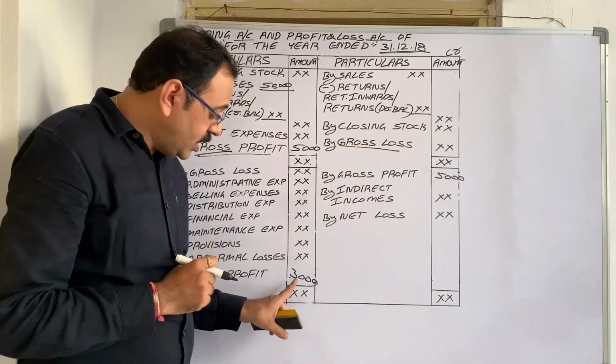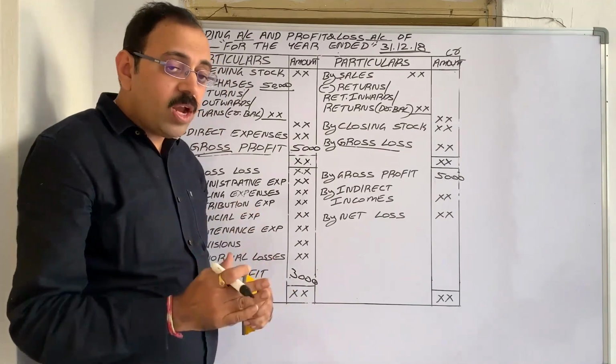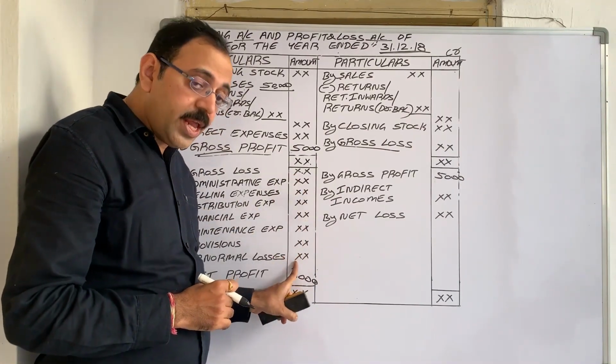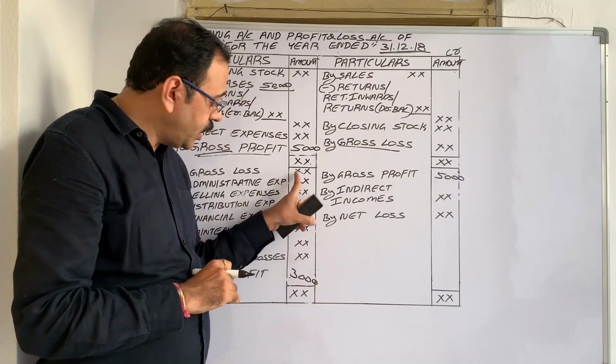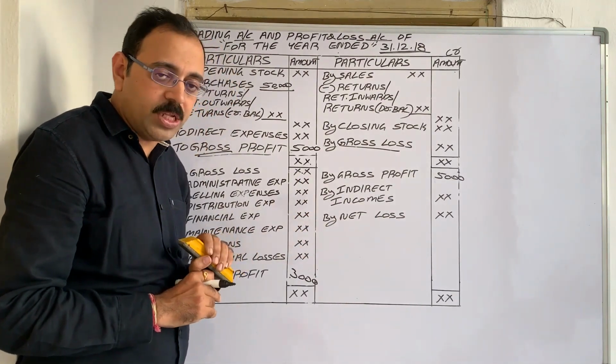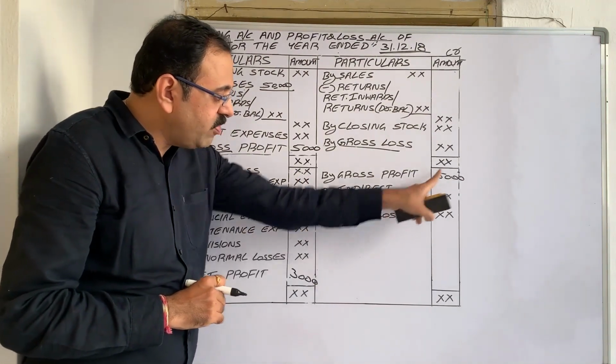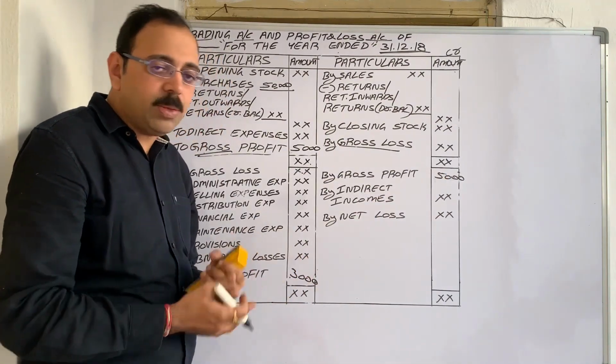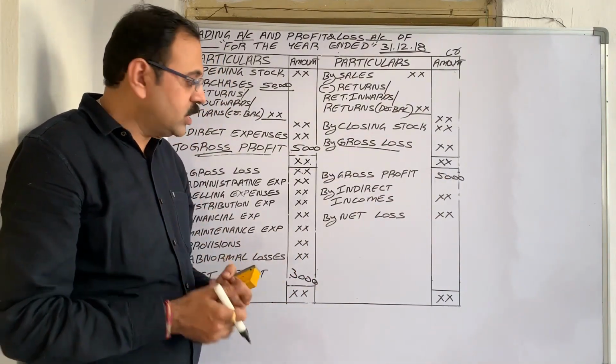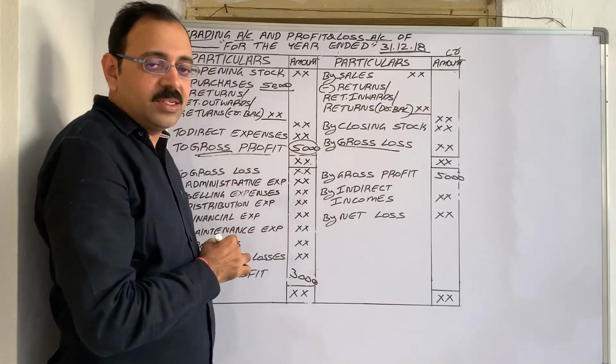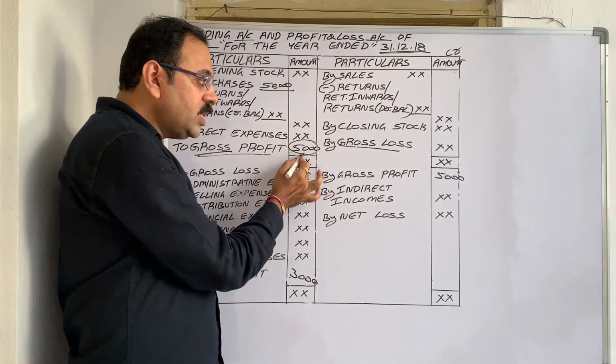What is the reason for this less profit? Are we not maintaining proper control on indirect expenses? No. Indirect expenditure amount is only 2,000 rupees. The 2,000 difference between gross profit and net profit is acceptable. Where the problem is, gross profit is less. Why gross profit is less?